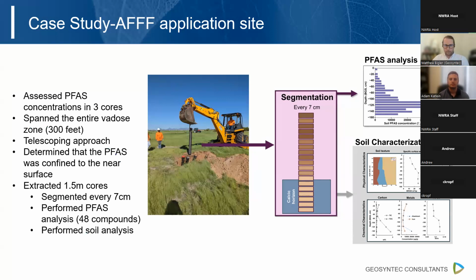And once we figured out that the PFAS was confined near the surface, we actually extracted 1.5 meter cores, as you can see here, and segmented them every 7 centimeters. So once we segmented them, we performed a PFAS analysis for 48 different PFAS compounds, but we also performed a soil analysis to determine what soil characteristics are important in understanding this PFAS movement through the beta zone and what it can tell us about the PFAS movement through this beta zone.